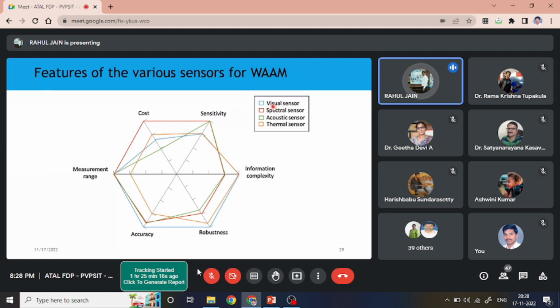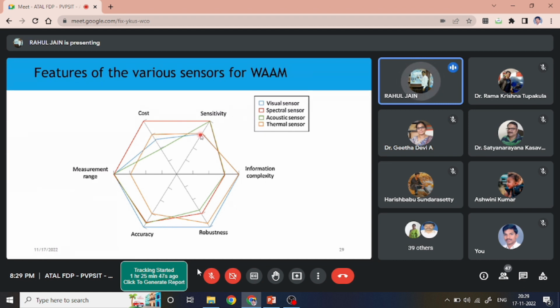Let us first try to see the visual sensor. So if you see the visual sensor, the measurement range is maximum. This is the center, which is 0, right? The extreme end is the maximum, and this is 25%, 50, 75 and 100%, right? So for the visual sensor, the measurement range is 100%. Comparatively, the cost is very less, right?